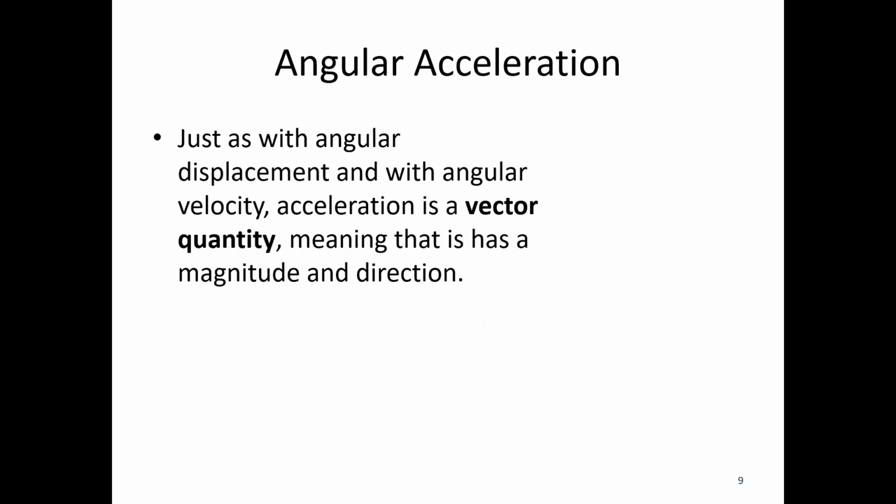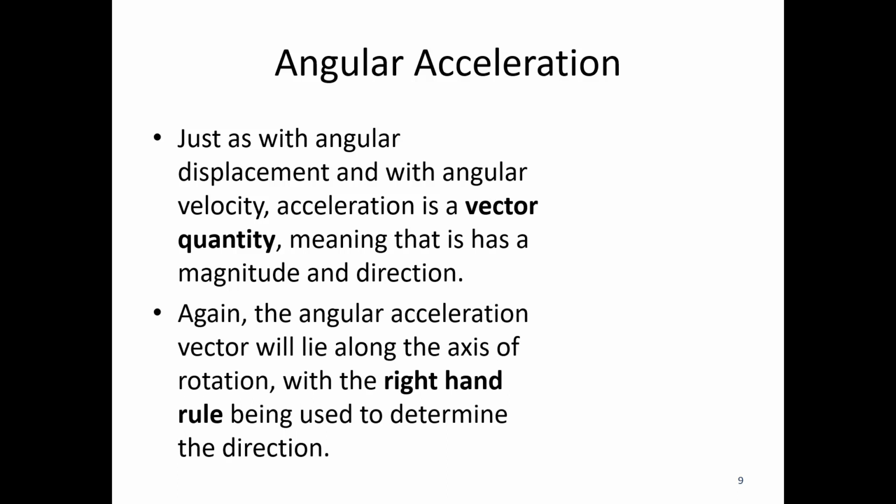All right, so just as with angular displacement and angular velocity, acceleration is a vector quantity, meaning it has a magnitude and direction. And again, the acceleration vector is going to lie along the axis of rotation. We're going to use the right-hand rule, just like we used to determine the direction of our angular velocity. So curl your fingers in the direction of the angular acceleration, the direction of motion, and stick your thumb out on your right hand. That is the direction of your angular acceleration vector.